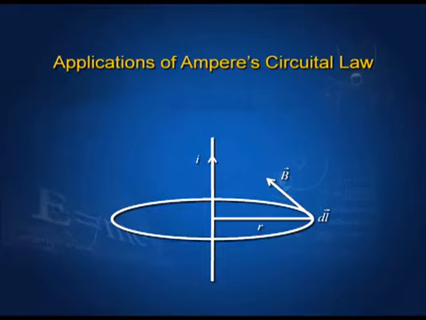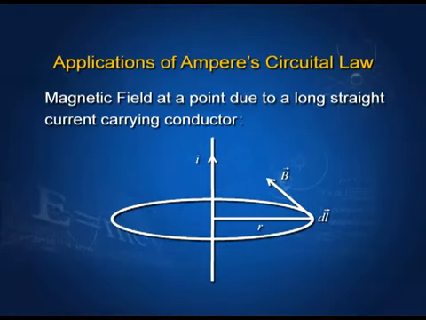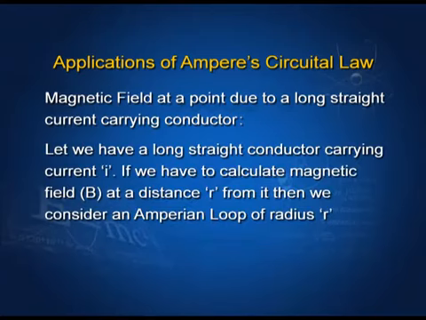So let's begin with the application of Ampere's circuital law, that is, the magnetic field at a point due to a long straight current carrying conductor. Let us have a long straight conductor carrying current I. If we have to calculate the magnetic field B at a distance r from it, then we consider a loop of radius r around the conductor.